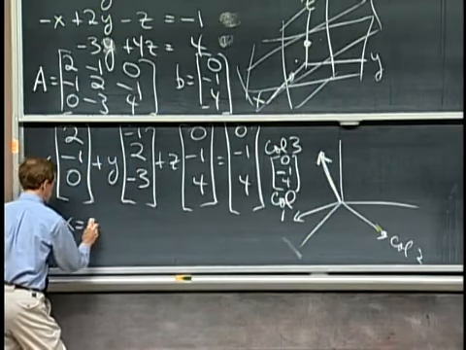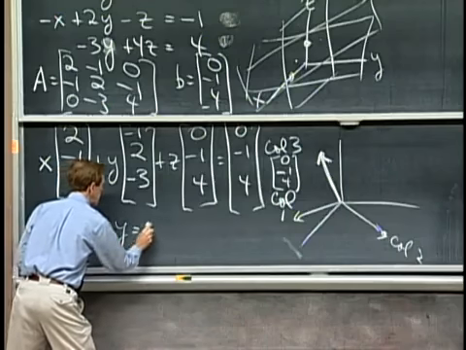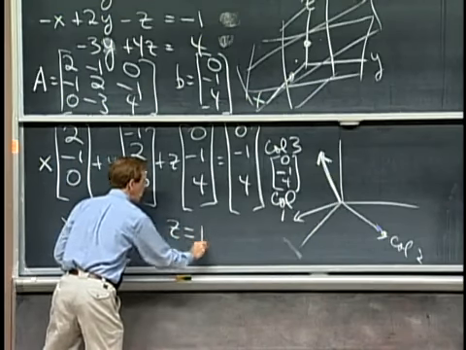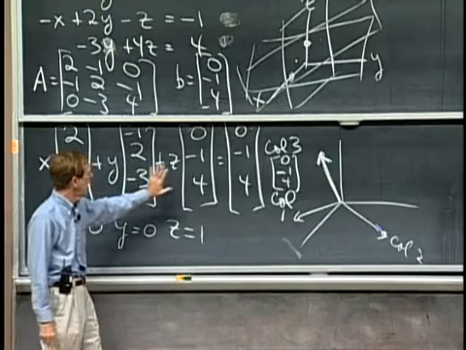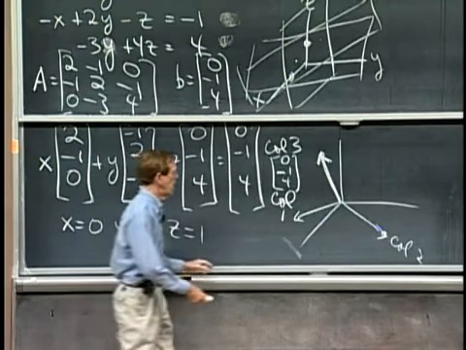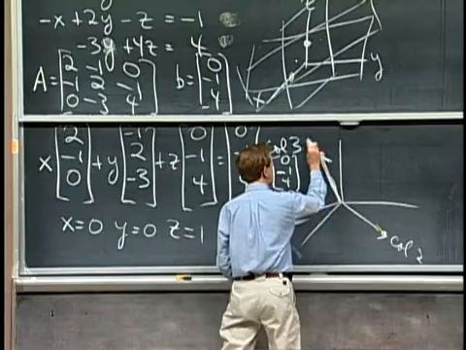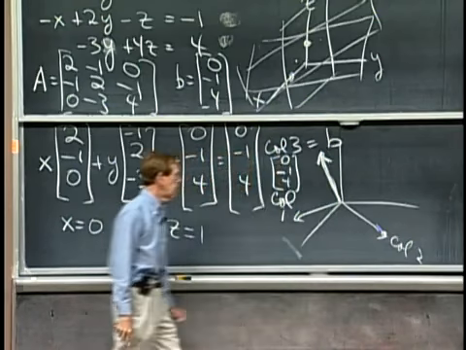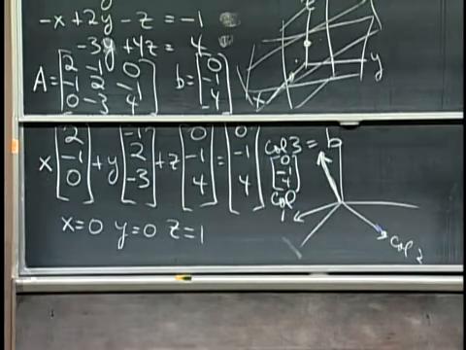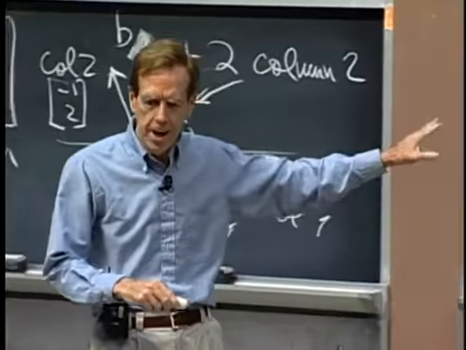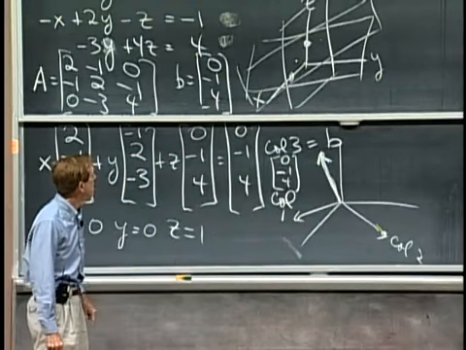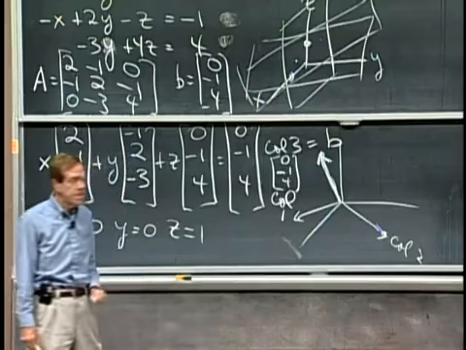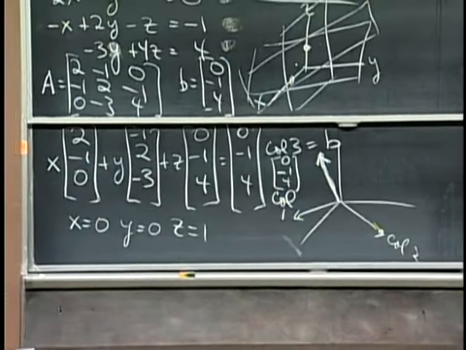So x should be 0, y should be 0, and z should be 1. That's the combination. None of that, none of that. One of those is obviously the right one. So this column 3 is actually the same as B in this particular problem. I made it work that way just so we would get an answer, 0, 0, 1. So somehow that's the point where those 3 planes met, and I couldn't see it before.